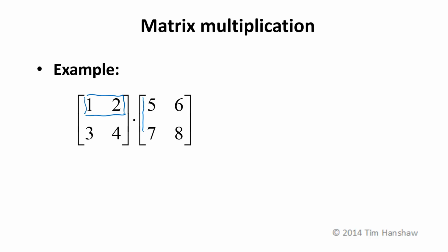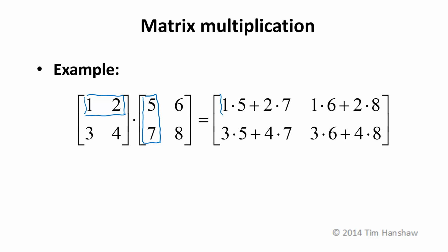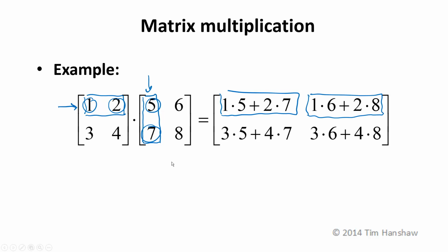When multiplying two matrices, each element of the output array is the inner product of the corresponding row vector in the first array and the column vector in the second matrix. The element in the first row and first column is the inner product of the first row of the first matrix times the first column in the second matrix, which is 1 times 5 plus 2 times 7. The first row second column is going to be the first row times the second column, so 1 times 6 plus 2 times 8.